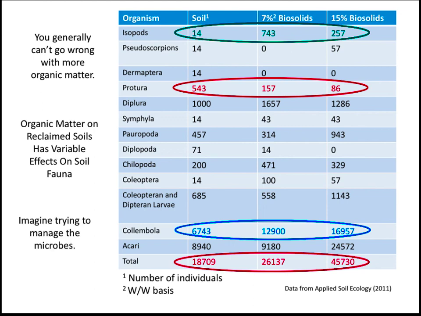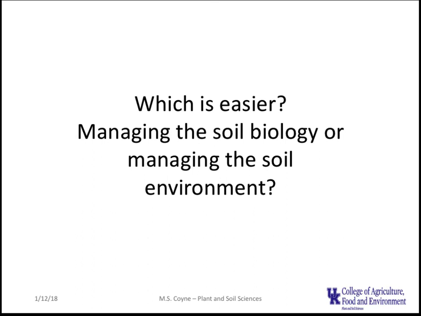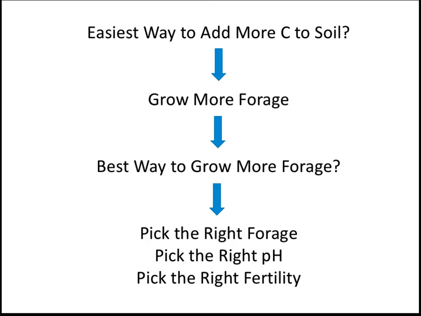Imagine trying to manage 10 trillion different types of organisms in the soil environment on a routine basis. So think about it. What's easier to manage? Soil biology or manage the soil environment on a day-to-day basis? If it were me, and I wanted to add more carbon to soil, because I know adding carbon to soil is a pretty good thing. It generally is very good for diversity.